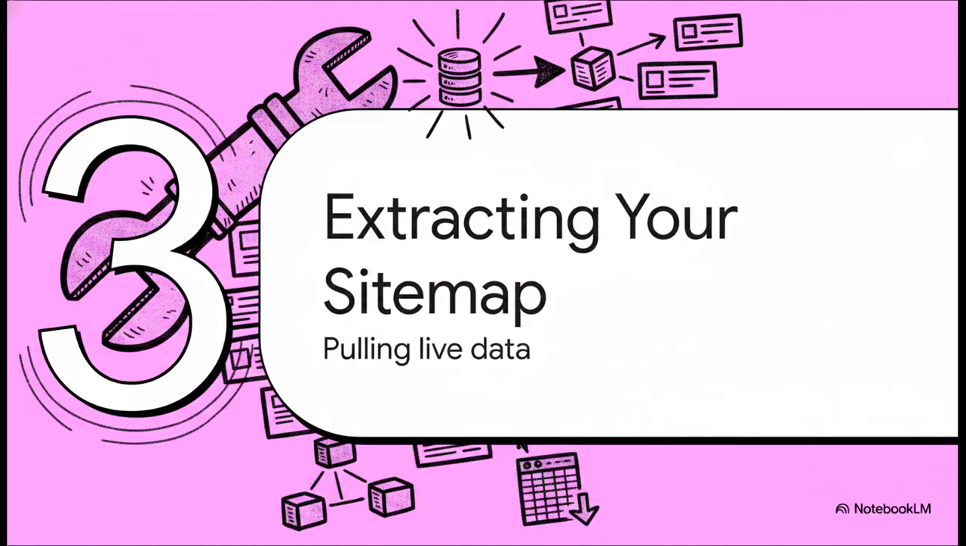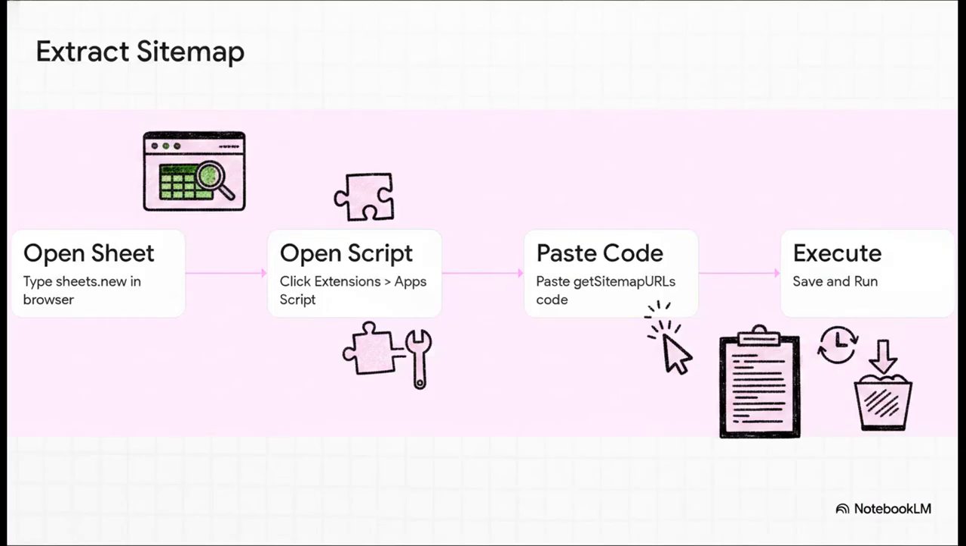Let's hit Part 3, extracting your sitemap. This is where we start pulling live data. The setup for this is brilliantly simple. We are talking 4 clicks. You type sheets.new into your browser, go up to Extensions, click App Script, paste in a sitemap extraction script, and hit Run. Boom. That's it.